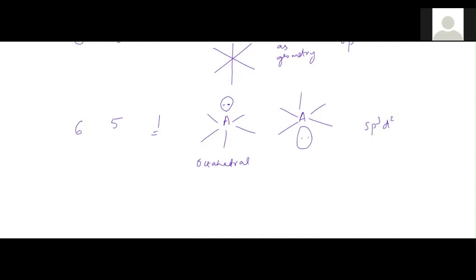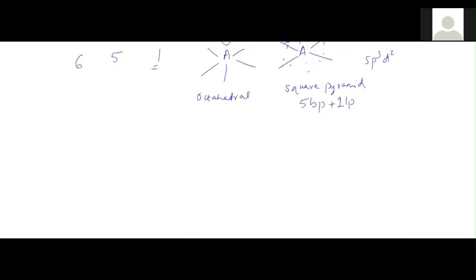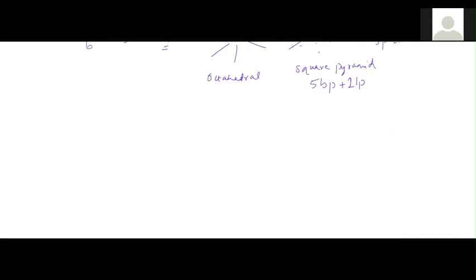Now, if you ignore the lone pair, it is like a square and a pyramid, right? So the shape is square pyramid. This is for 5 bond pairs plus 1 lone pair. So see, the presence of a lone pair is changing the shape of different molecules, right? The geometry remains the same for one particular Z value, but the shape changes because of the lone pair.